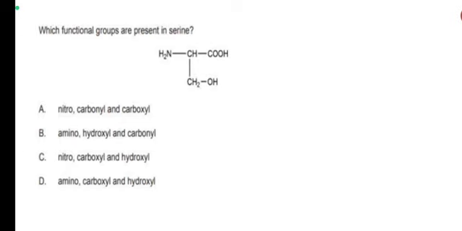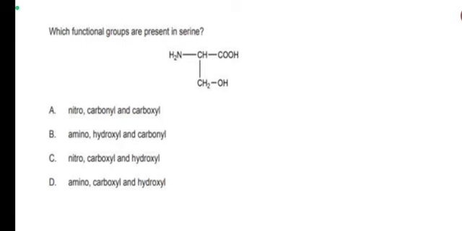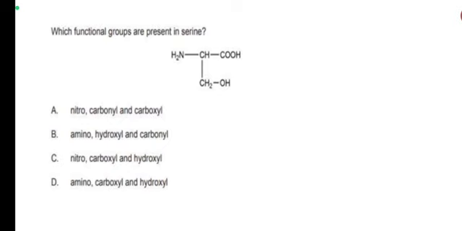Today we will discuss some of the organic questions asked in past papers. So this is the first question in which they are asking about the different functional groups present in the compound, right? So the main functional groups here are NH2, carboxylic acid and alcohol. OH group is there, COOH and NH2.